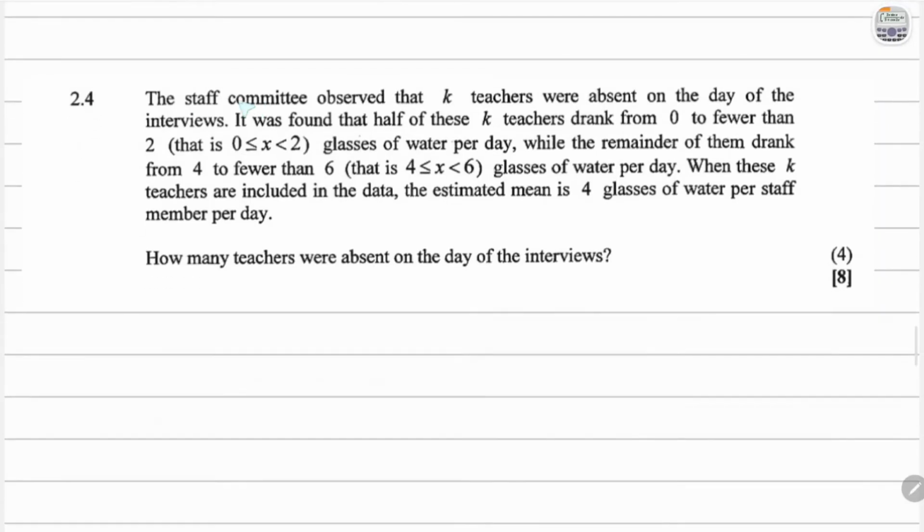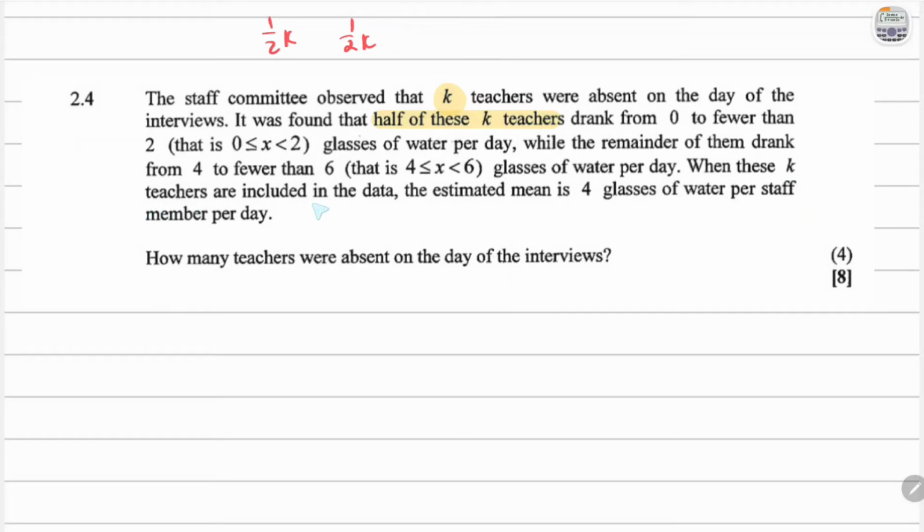Question 2.4 says, the staff committee observed that K teachers were absent on the day of the interviews. So K teachers in total. It was found that half of these K teachers, so a half K, drank from 0 to fewer than 2, that is, greater than or equal to 0 but less than 2. So they give us the class as well. They drank this many glasses of water per day, while the remainder of them drank from 4 to fewer than 6 glasses of water per day. The remainder would be another half K of them.